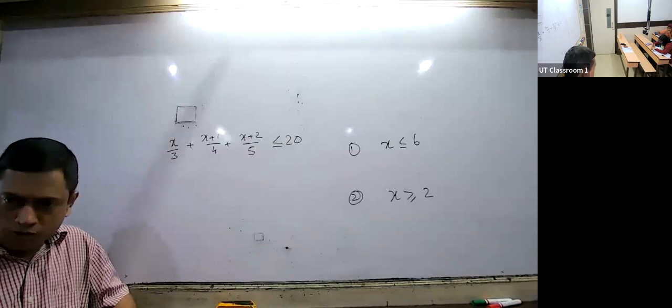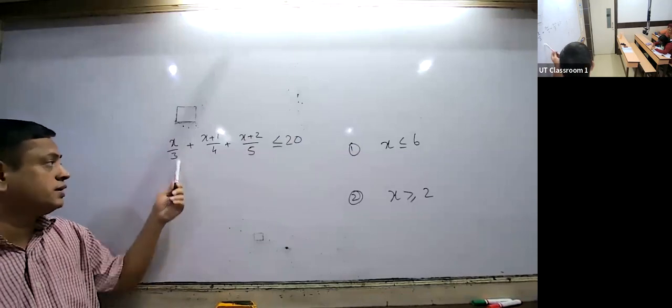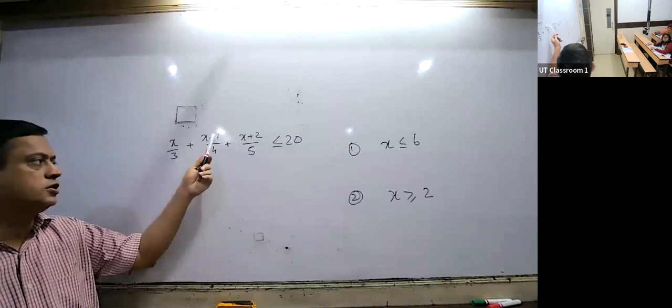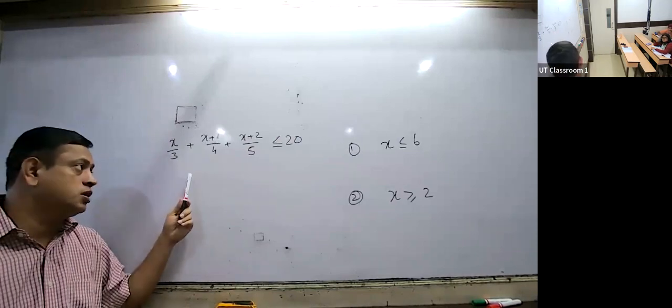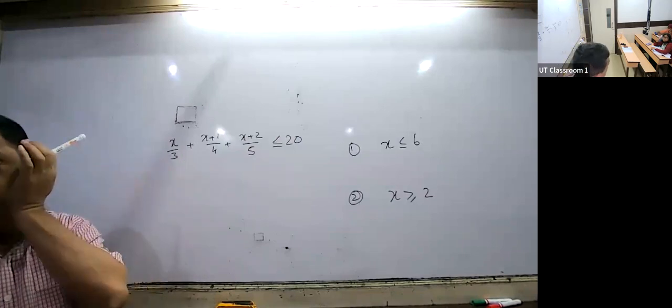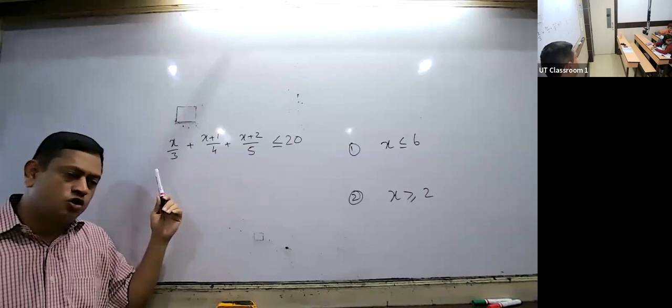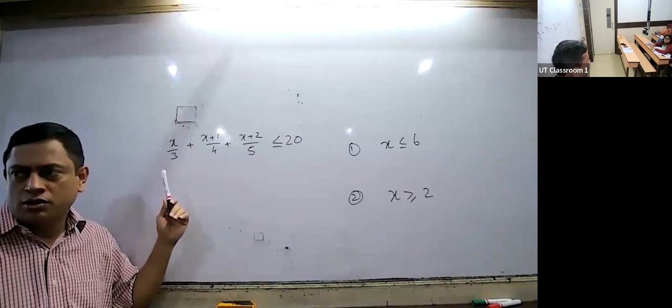1/3 of the first one means X by 3. 1/4 of the second one, is it or not? Yes, sir. 1/4 of the second one is (X plus 1) by 4. Okay, now you have to solve it. So it's coming in this. You solve it.